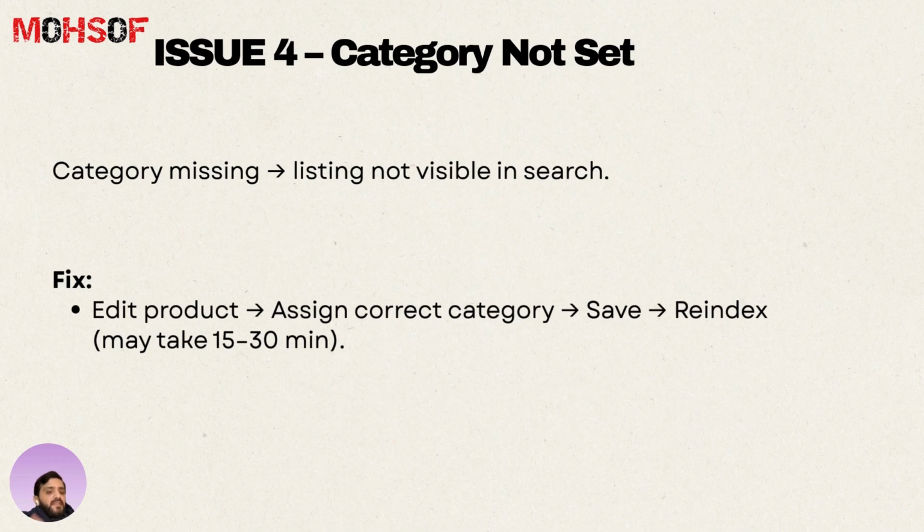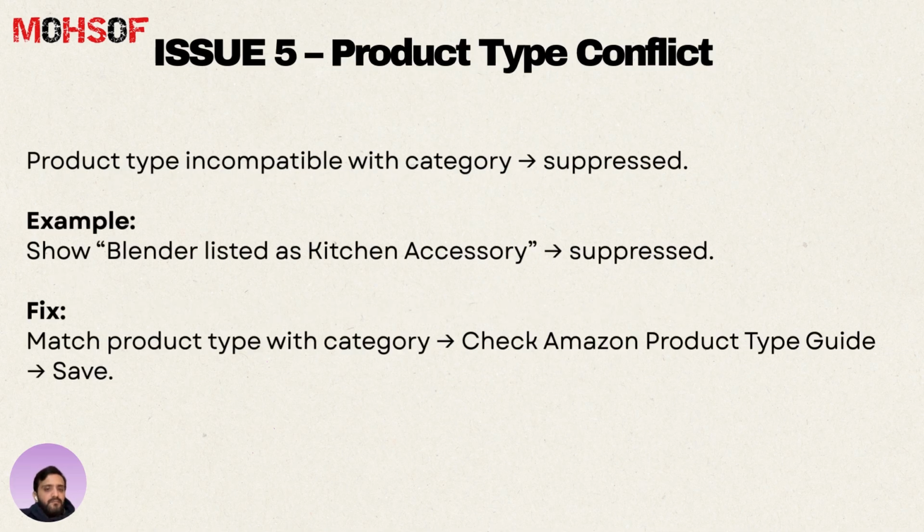The other method you can attempt is to go to edit product, select the category you want, assign the correct category, and then save. You can wait 30 minutes to see if it is reindexed automatically. Otherwise, you need to follow the case method which I explained earlier.